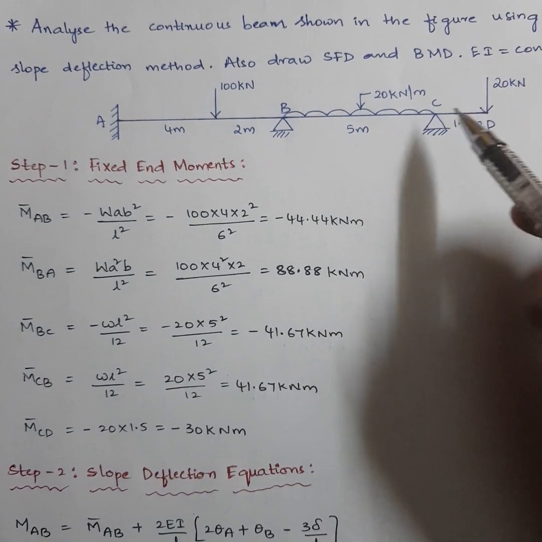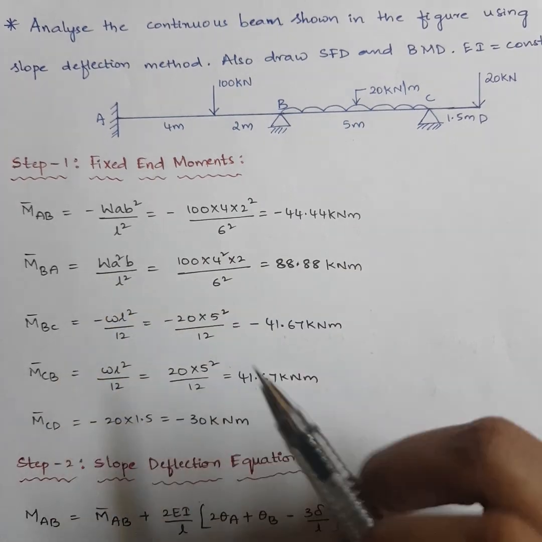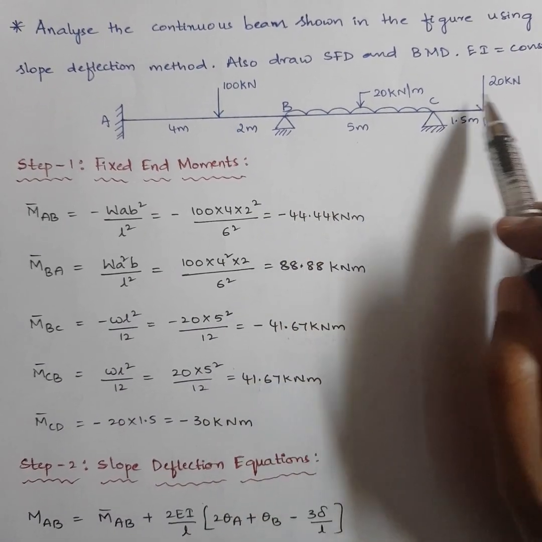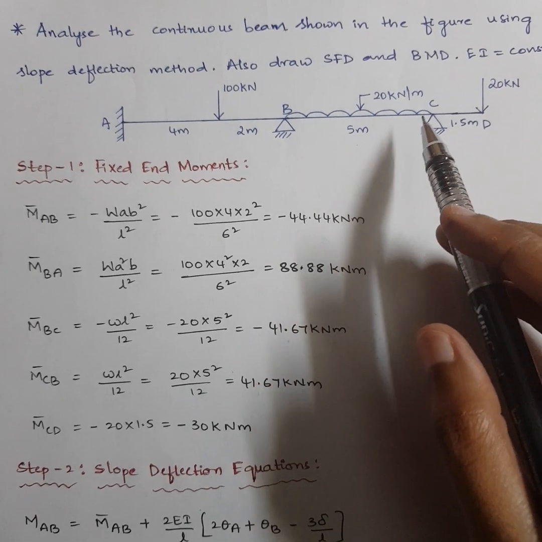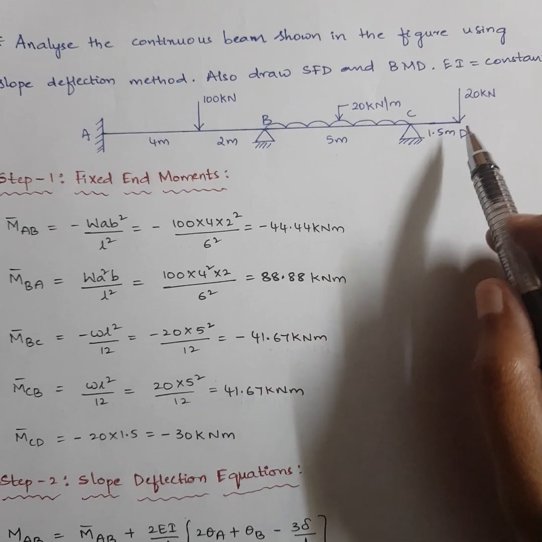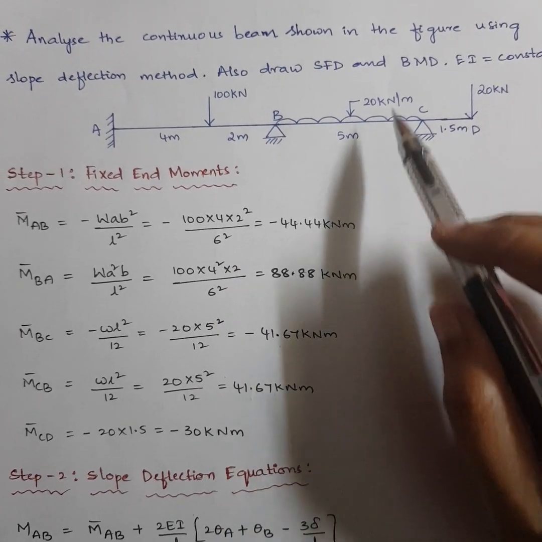Similarly, at support C also, from C to B there is a moment going, which is our MCB. Similarly, from C to D also there is a moment going. Even though CD part is overhanging, some moment is going towards C to D. Or else you can see this 20 into 1.5 moment is coming towards C. So C is also getting affected.